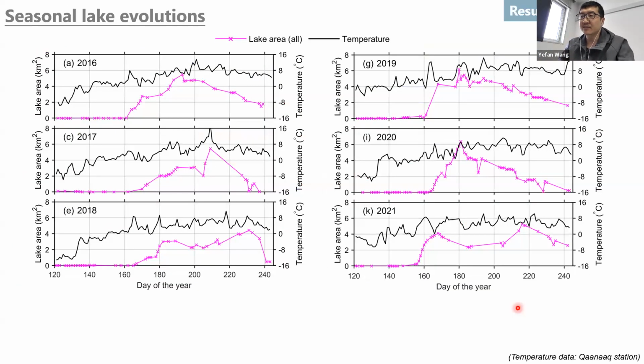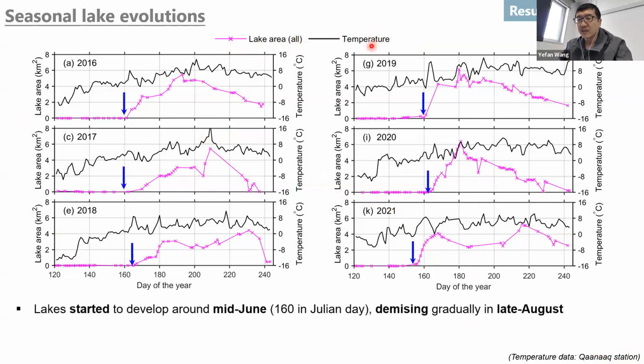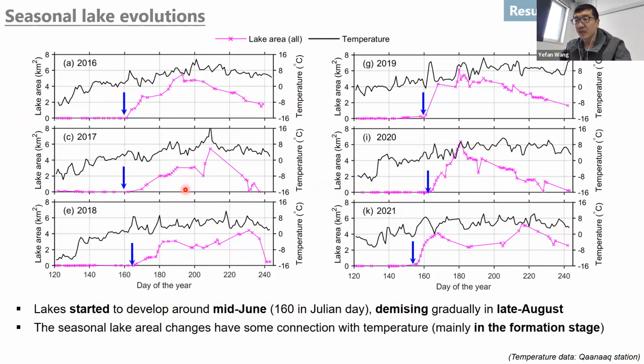And next, I will turn to the seasonal lake evolutions. This figure shows the lake area and the temperatures at the Kanak stations. The pink means the total lake areas for these two glaciers, and the black line is the temperature. We can see that the lake started developing around mid-June and gradually demised in late August. Also, if we look at the lake area and the temperature together, the seasonal lake area change has some connection with the temperature.